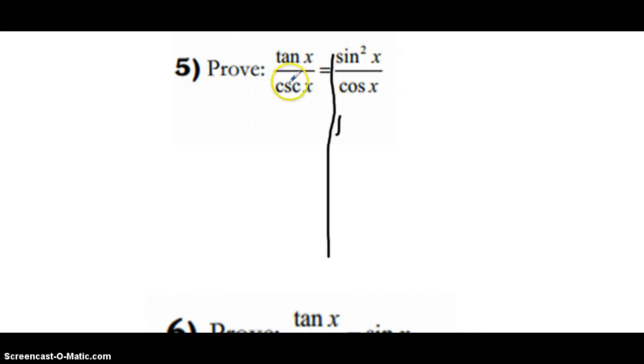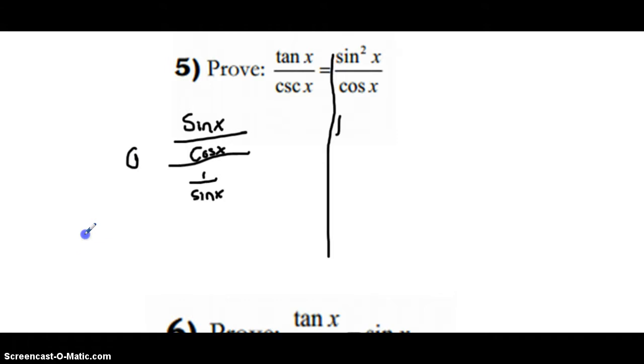So if you look at this, we could put tan in terms of sine and cosine by saying it's sine x over cosine x, okay? And if we remember, cosecant is equal to 1 over sine x. All right, that's step one. We did a good job with that.